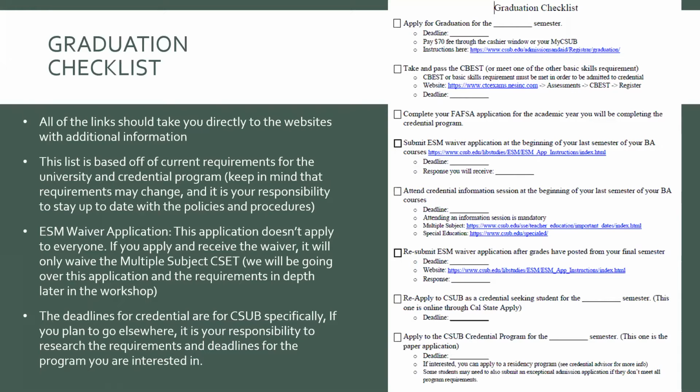So the list is really based off of the current requirements that the university and the credential program have right now. It's really important to know that, especially right now during COVID, a lot of things are changing, a lot of things are fluid. So it's your responsibility to stay on top of the credential program website, our admissions and records graduation website, things like that, to make sure that the dates aren't changing, to make sure that the requirements aren't changing, because if they do, you still have to meet those, even though this document may say something different, right? Because these requirements are as of today.